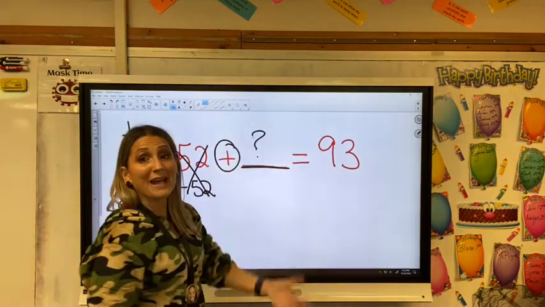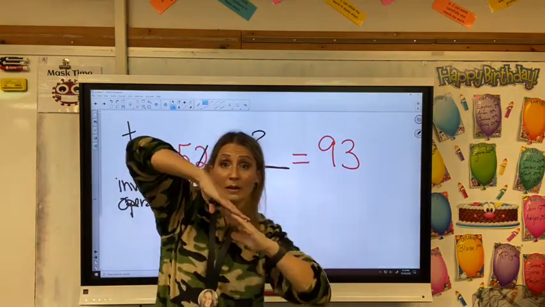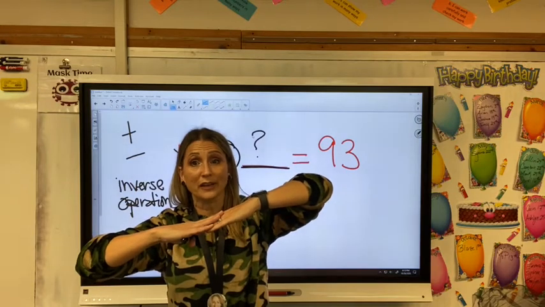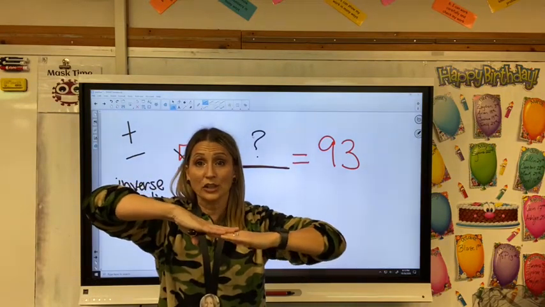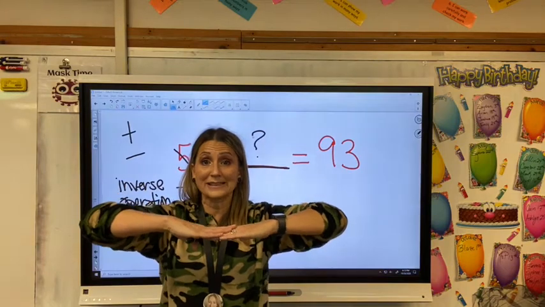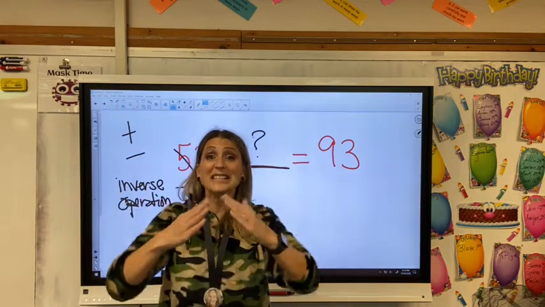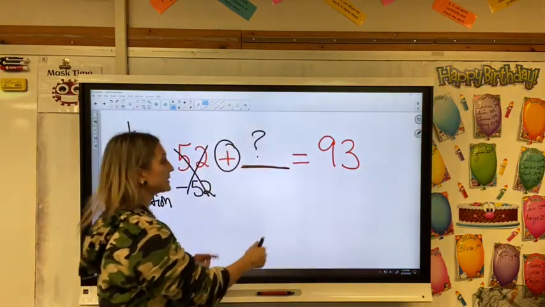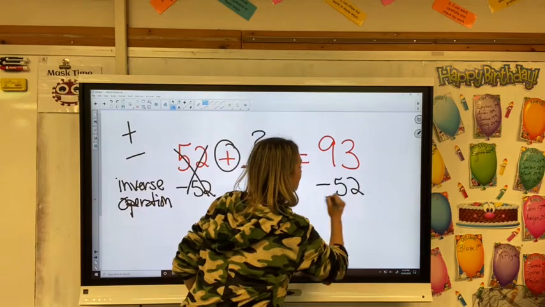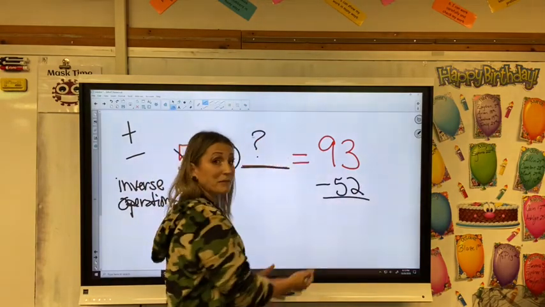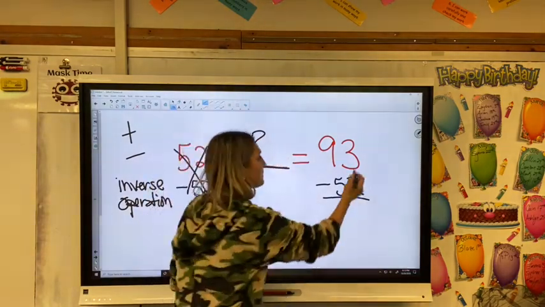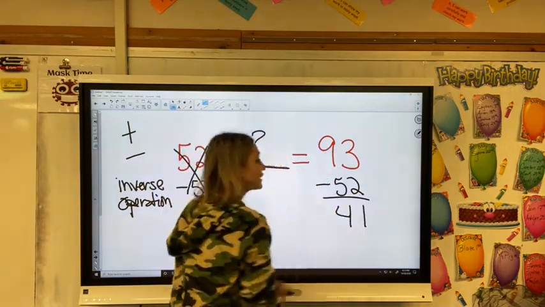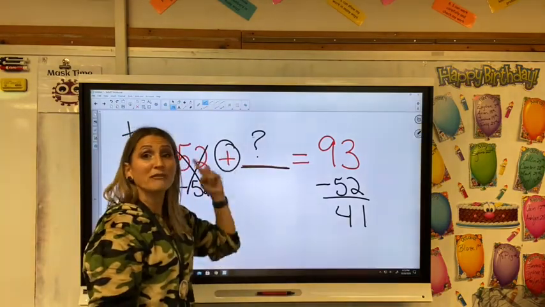Well, remember, in mathematics, it's a scale. And if you do something to one side of math, you better do it to the other or you're off balance. So you've got to do the same to each side so it stays in balance. That's how you know if math's really working. So if I subtracted 52 from this side, I'm going to come over and subtract 52 from this side, and I'm going to see what solution I get. 3 minus 2 is 1, and 9 minus 5 is 4. So it tells me that that blank should be 41.